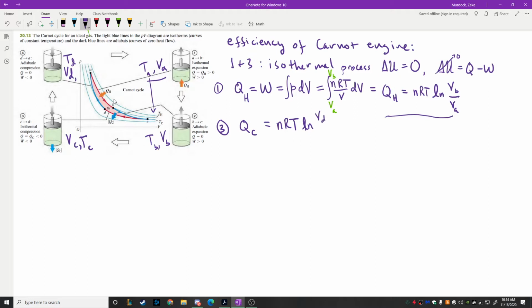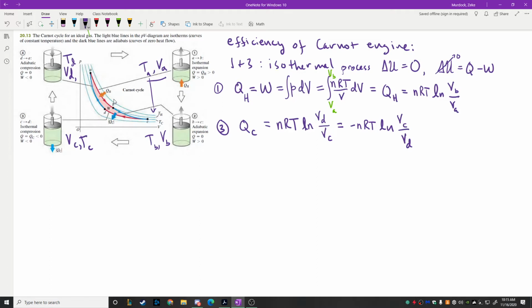So VD over VC. And then what we'll do is just acknowledge that we can rewrite this, noting that VD is less than VC. So if we want the logarithm to give us a positive value, we could write it like this, negative nRT, and then let me erase that line, times the natural log of, just flip the natural log, right? That gives you the same thing then. Okay. Anyone have any questions about that? It's pretty straightforward. All right.